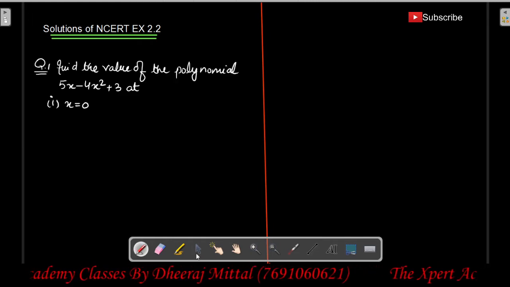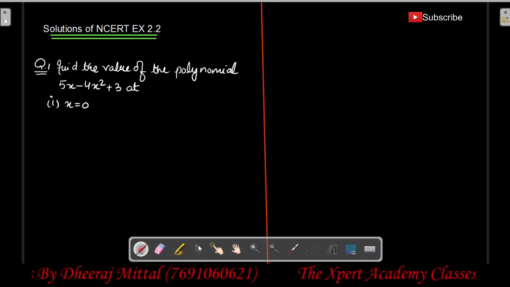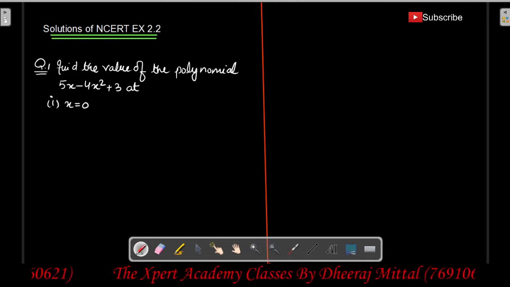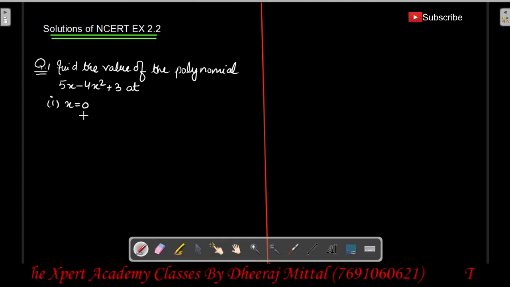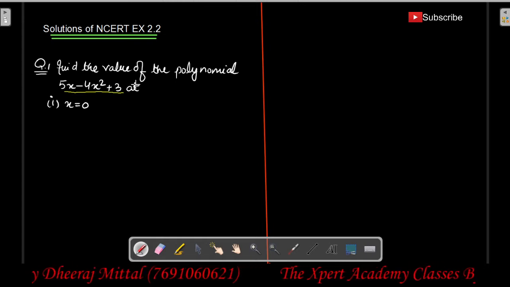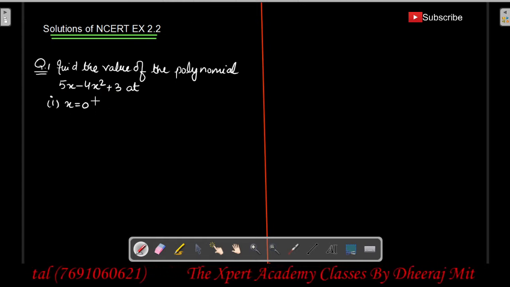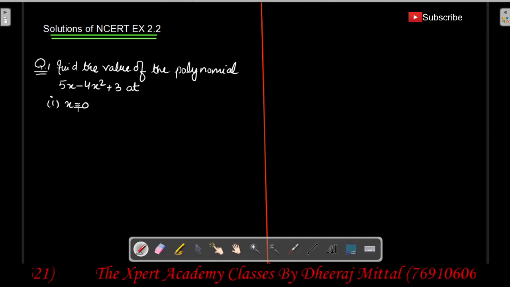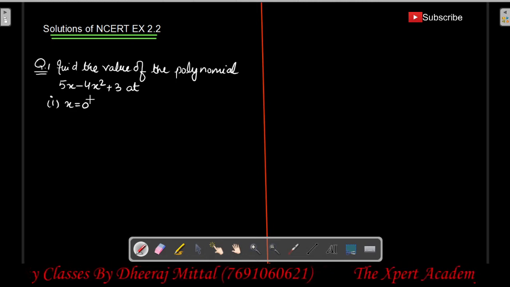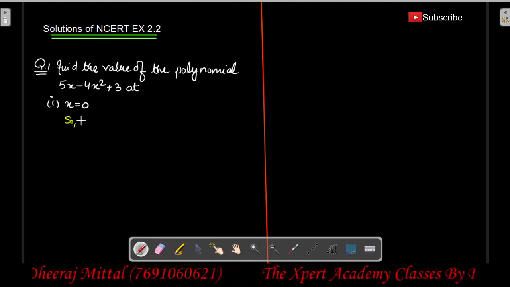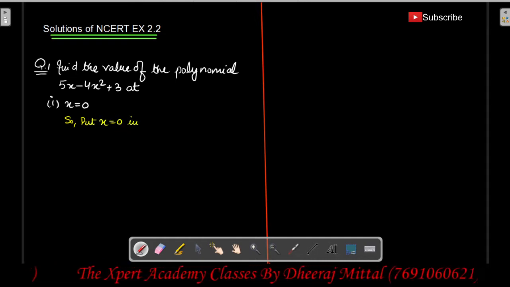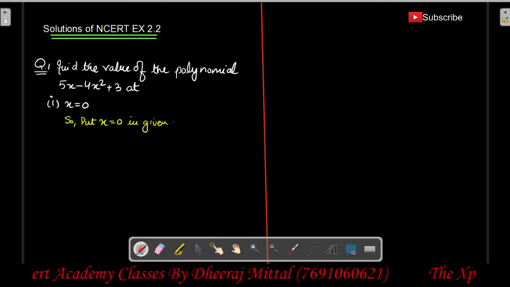our question number one is, find the value of the polynomial 5x minus 4x square plus 3 at x is equal to 0. So we have to find the value of this polynomial 5x minus 4x square plus 3 when x is 0. So what we will do, we will just put the value of x in this polynomial. So put x is equal to 0 in the given polynomial.